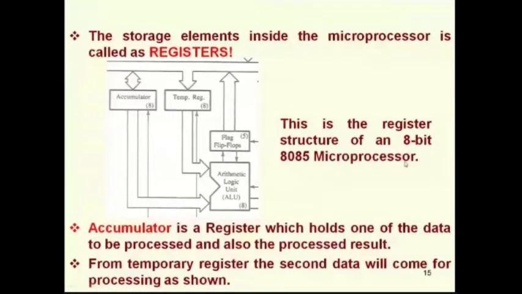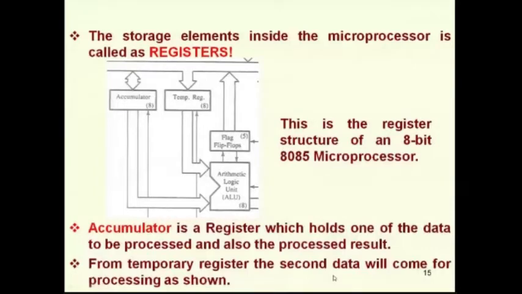Register structure means you have an accumulator and temporary registers to store the data to be processed. The accumulator is a register which holds one of the data to be processed and also the processed result. One of the data to be processed must be stored in the accumulator, and the processed data comes back to the accumulator only. I will show some examples. From the temporary register, the second data will come for processing as shown.